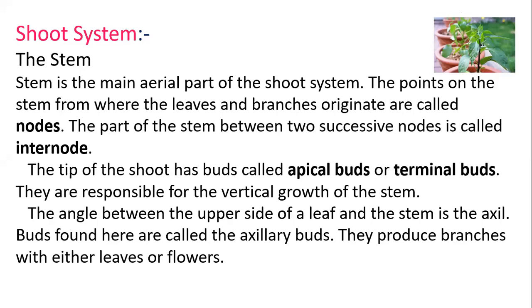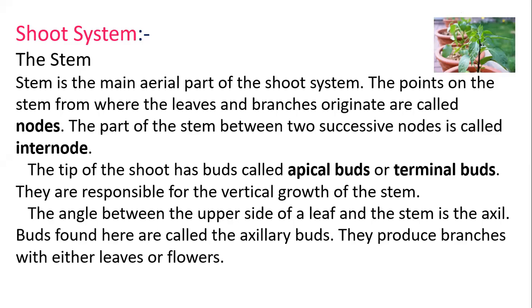The shoot system. The stem. Stem is the main aerial part of the shoot system. The points on the stem from where the leaves and other branches originate are called nodes. The part of the stem between two successive nodes is called internode. The tip of the shoot has buds called apical buds or terminal buds. They are responsible for the vertical growth of the stem.